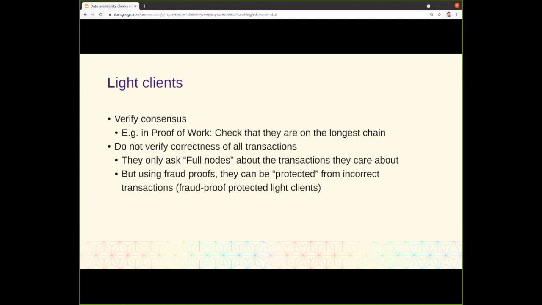Okay, so light clients. Light clients verify the consensus. So for example, proof of work, that would be checking that they are on the longest chain, but they do not verify the correctness of all transactions. So they basically only ask full nodes about the transactions that they care about. However, by using fraud proofs, we can protect them from incorrect transactions. So those would be fraud proof protected light clients.